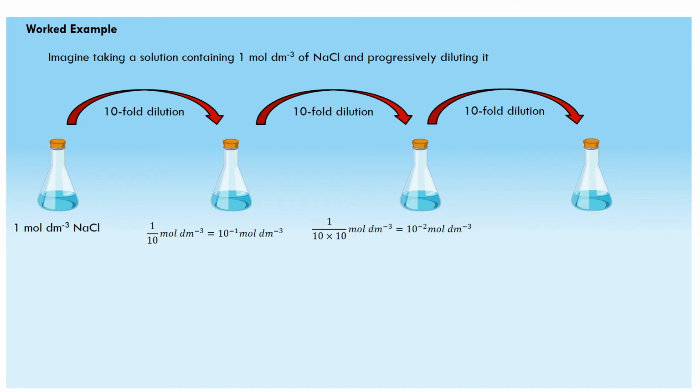When I perform 2 tenfold dilutions, I would write my fraction as 1 over 10 by 10, but of course a much simpler way of representing that would be 10 to the minus 2 moles per decimeter cubed. And the same holds for the final dilution in this series, which I would represent as 10 to the minus 3 moles per decimeter cubed.